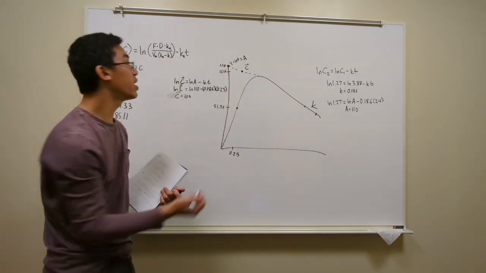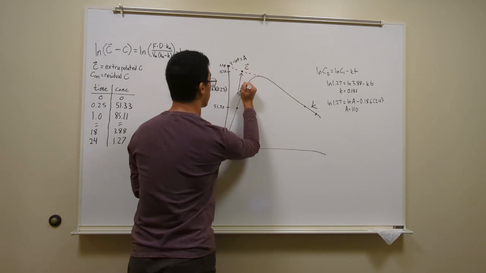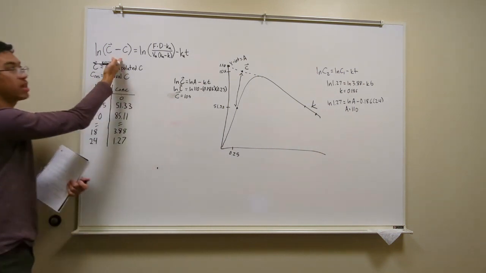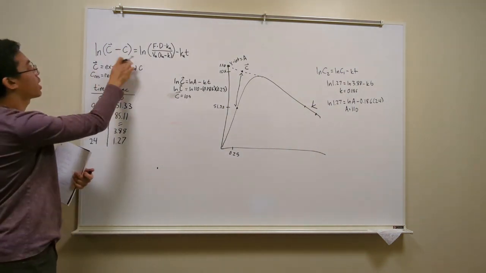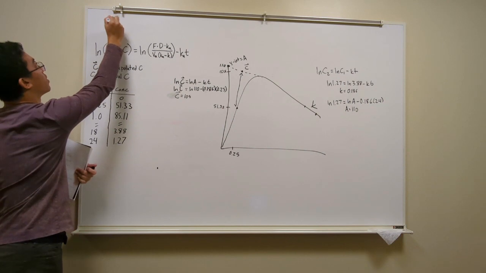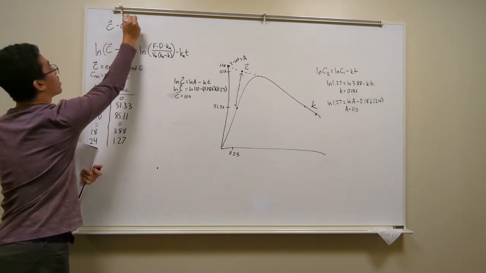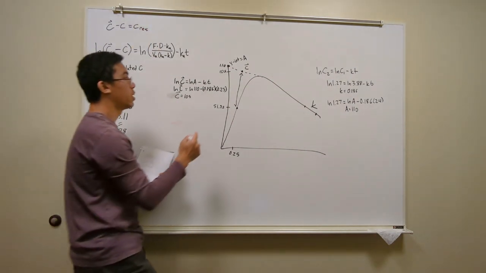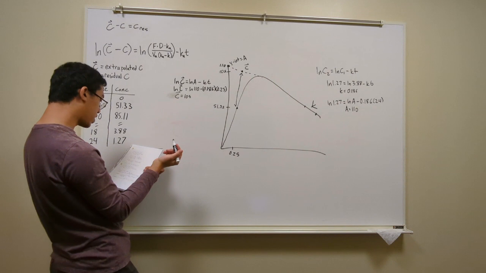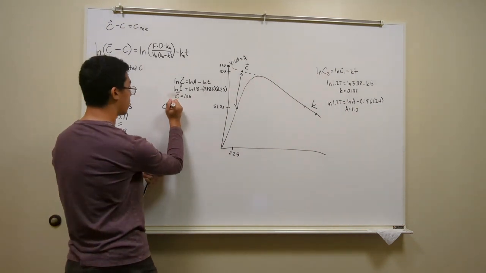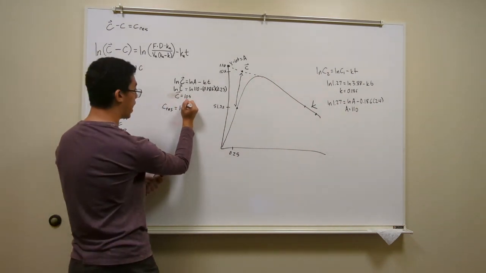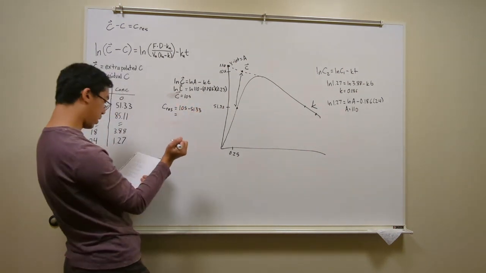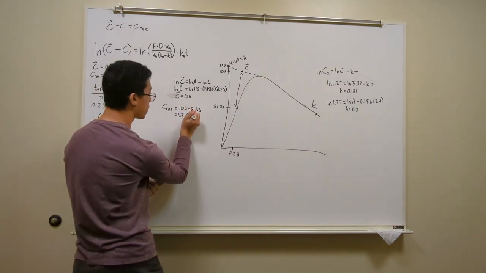Now why does that matter? We need to find the residual C. That is the difference between our extrapolated C and what we actually get. As you can see in the equation that we have in our equation sheet, that's what this part is: extrapolated C minus the actual C is equal to the C residual. Okay, so that's just a simple subtraction. The C residual is equal to 105 minus 51.33. We're going to find that that's equal to 53.67.